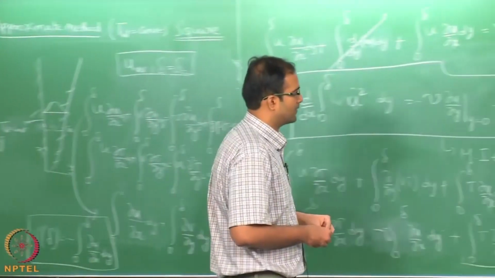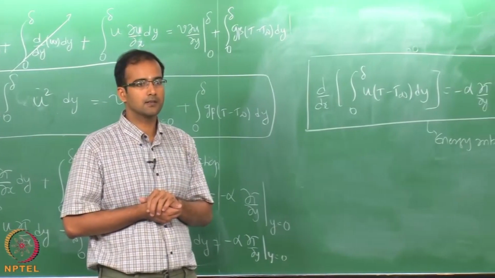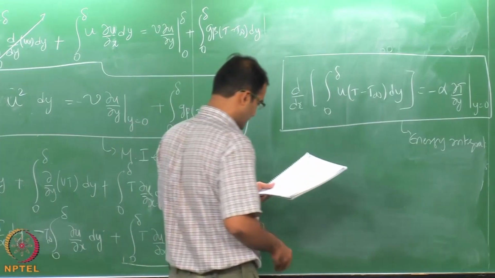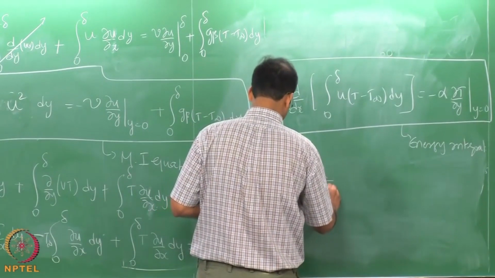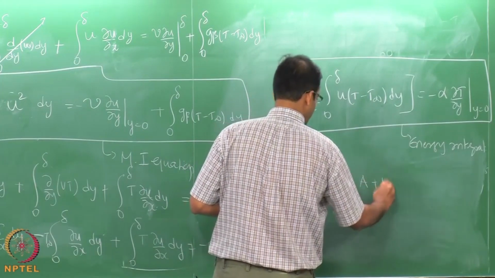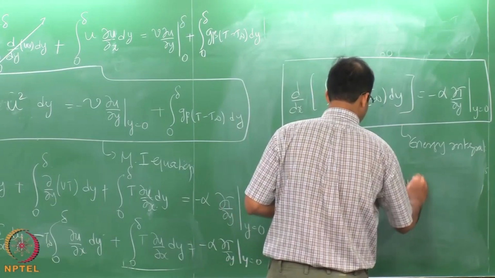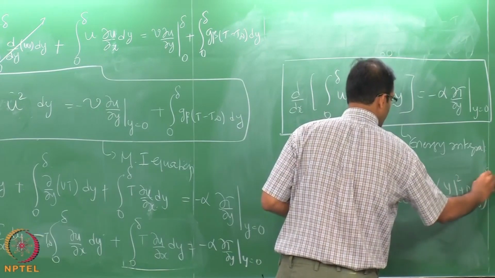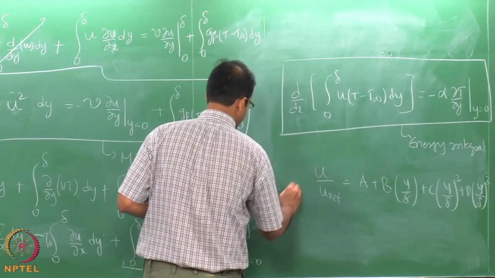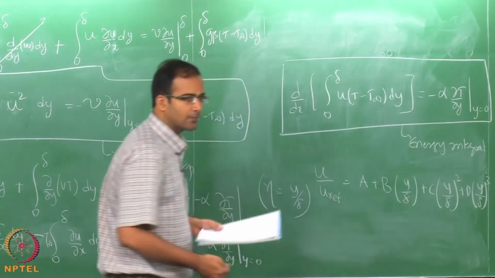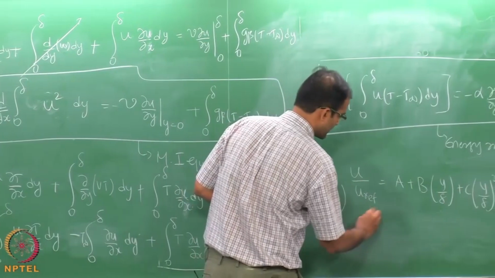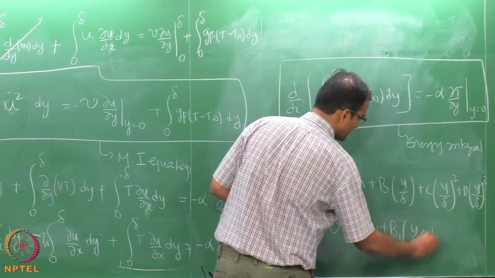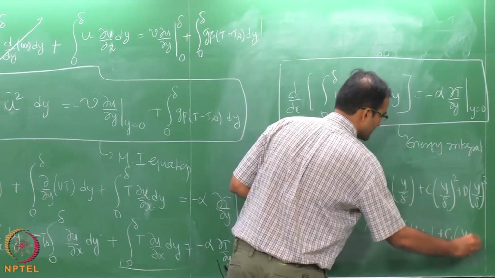So, he assumed a cubic velocity profile. However, for temperature he used a quadratic profile, which is not a bad approximation, and so this is where he started off by making an assumption that u by u reference is equal to a plus b into y by delta plus c into y by delta the whole square plus d into y by delta the whole cube. You can make eta equal to y by delta. So, this was the cubic assumption. Similarly, for theta, you can say a1 plus b1 into y by delta plus c1 into y by delta square.